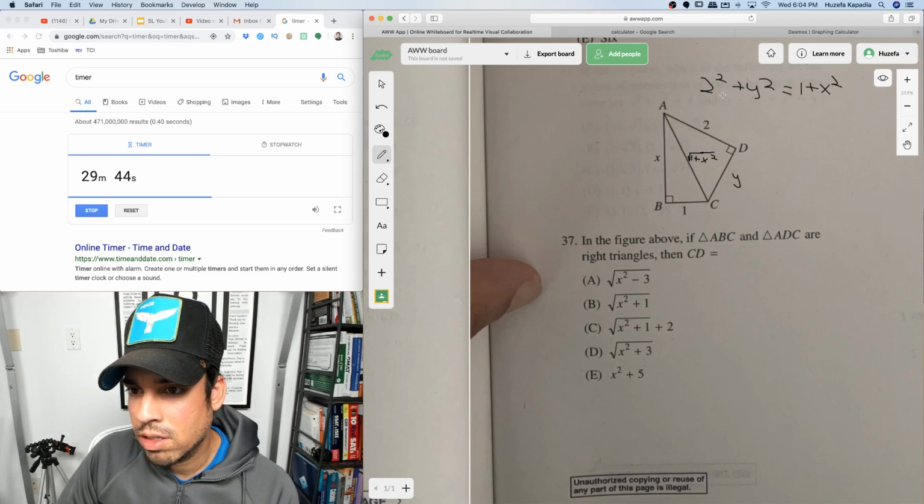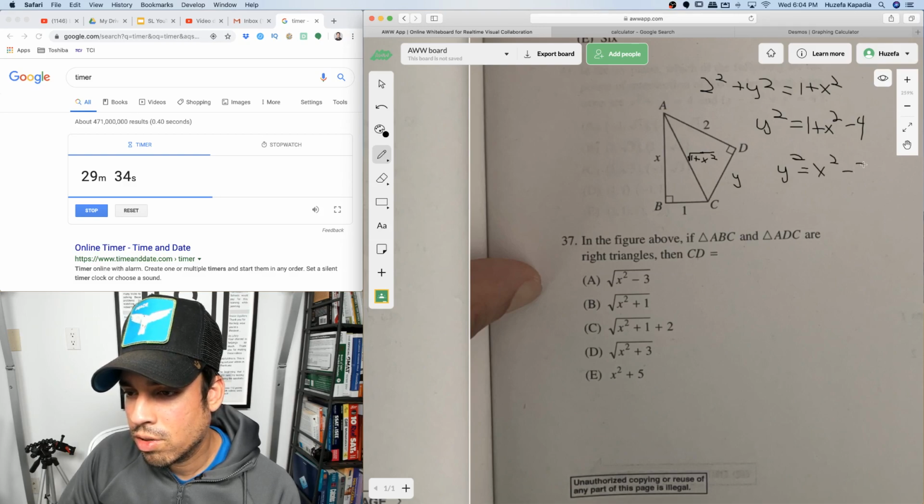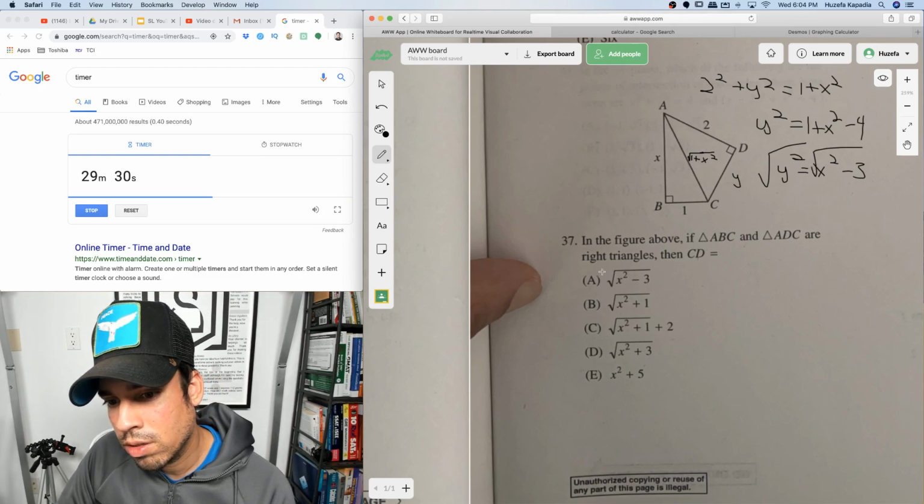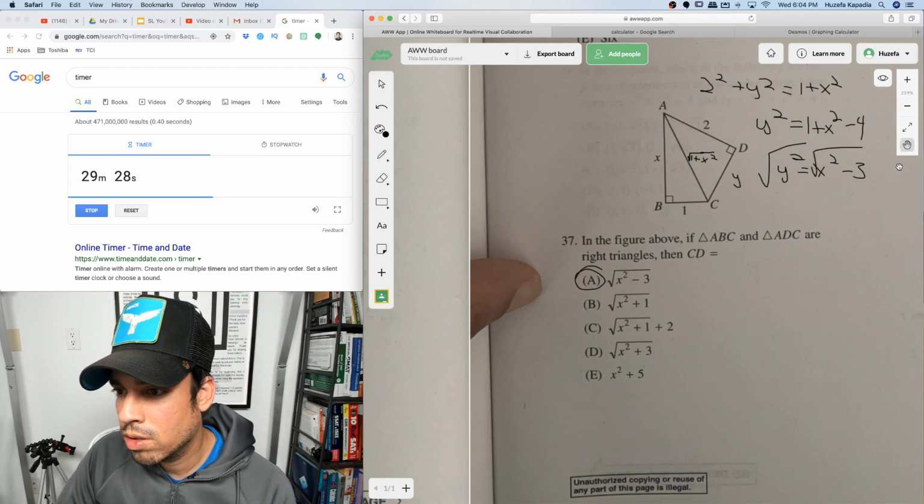And I want to isolate this. So then Y squared equals X squared minus 4, that's 4. Y squared equals X squared minus 3, right? 1 and negative 4. And then we take the square root: the square root of X squared minus 3. Done.